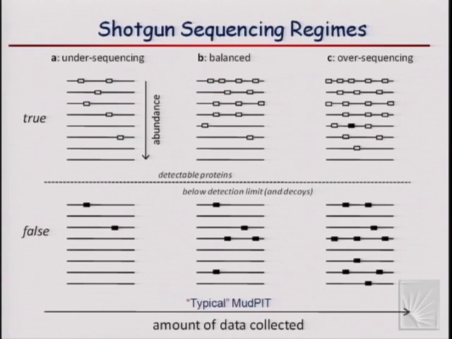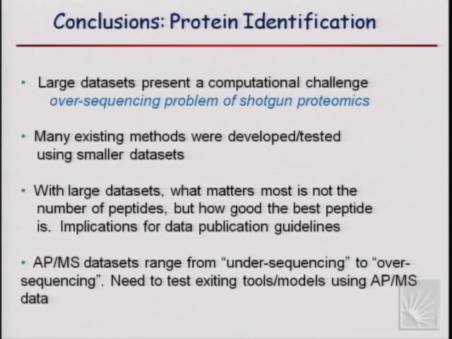And we find that in this over-sequencing type of data set, that actually works as the best protein-level score for filtering out false positives. Anyways, to conclude this part, we have to revisit a lot of things that I thought were more or less understood, because in the large-scale data sets, we encounter this over-sequencing problem.